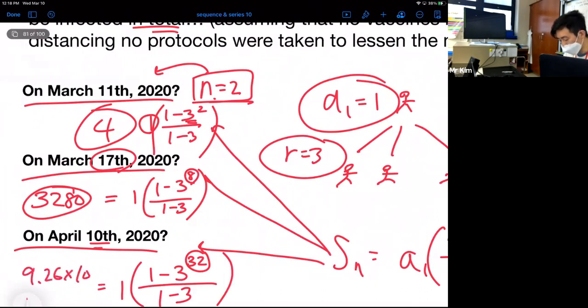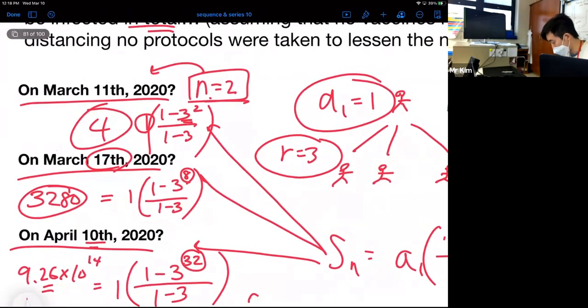9.26 times 10 to the 14. Did you guys learn significant digits in your scientific notation, like science classes? What I want to tell you is that I don't really care about how much precision you go to, but to the 100th or 1000th is reasonable for me. Okay. 9.26 times 10 to the 14.